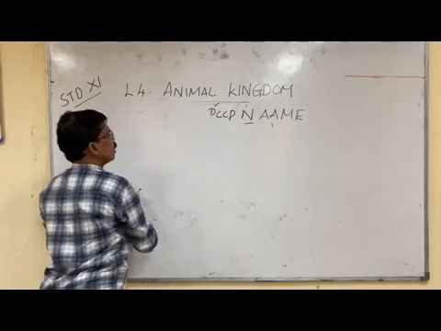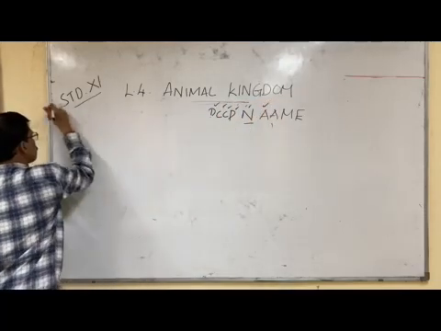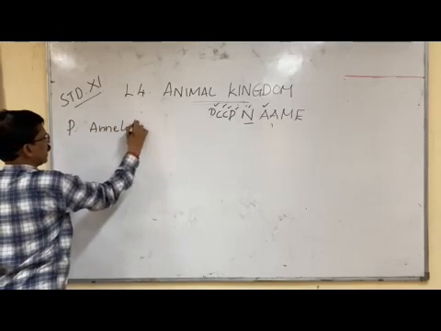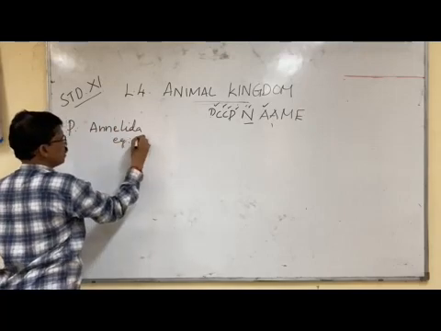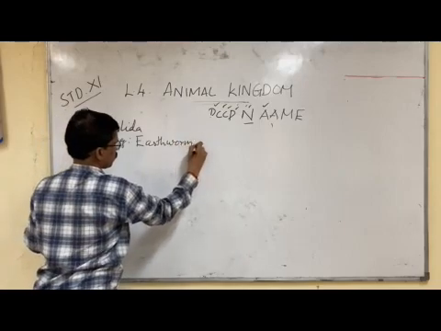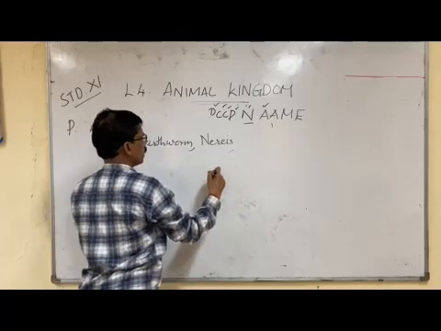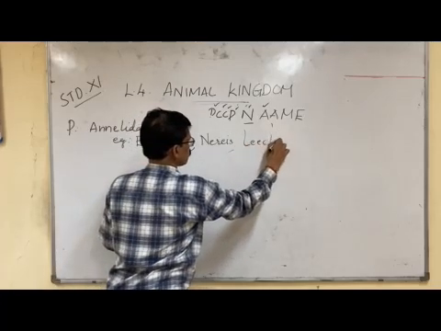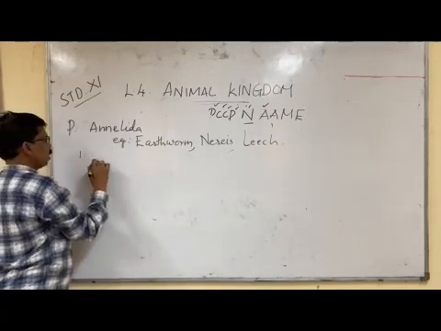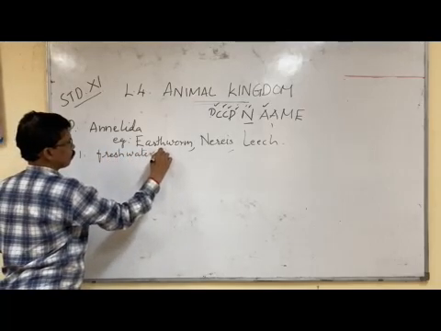Now the next one is, after this, phylum Annelida. Phylum Annelida includes earthworm, Nereis, leech. These forms are aquatic, either freshwater or marine forms.